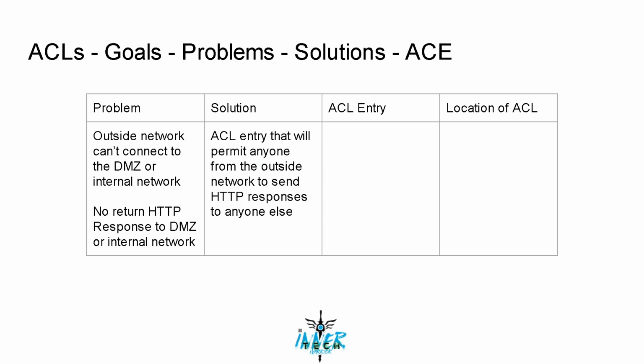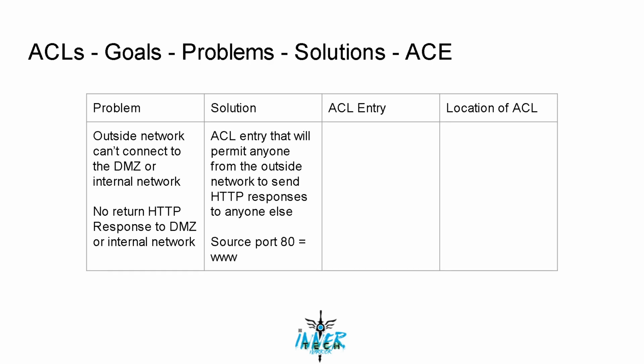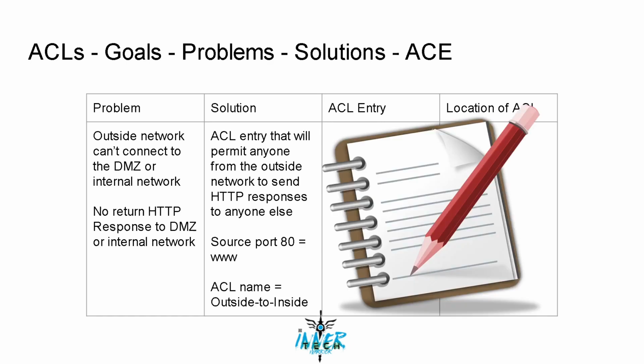An ACL entry, or access control entry, ACE, that will permit anyone from the outside network to send HTTP responses to anyone else. An HTTP response will have the source port of 80, which we know we can use www as a keyword for. Let's name the ACL that will contain the entry outside-to-inside. And we're going to write the ACL entries in our work documentation file first, so that way we can copy and paste the whole group of ACLs together into the firewall when we're done.